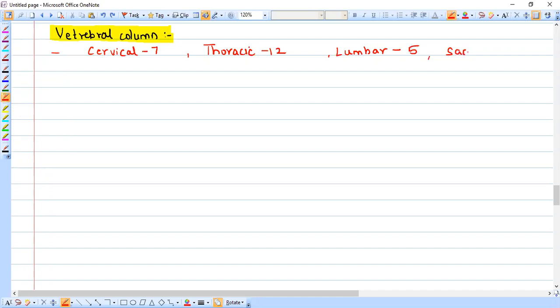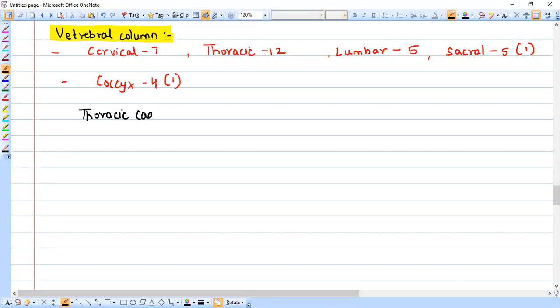Then we have sacrum or sacral. Sacral is 5, but they all fuse to form 1. And we have the last one that is called the coccyx. Coccyx is nothing but the tailbone. It is initially 4, but after that it fuses to form 1. So when you calculate, you get 26 and 33. After the vertebral column, we have something called the thoracic cage.